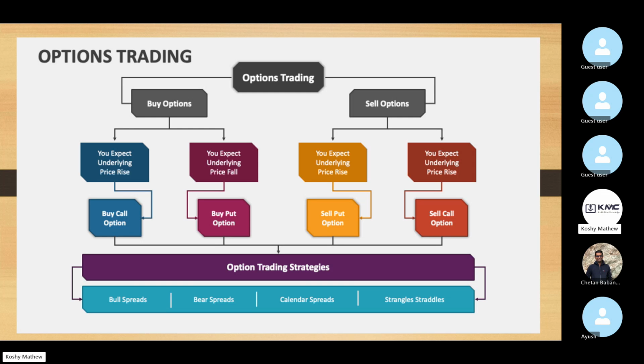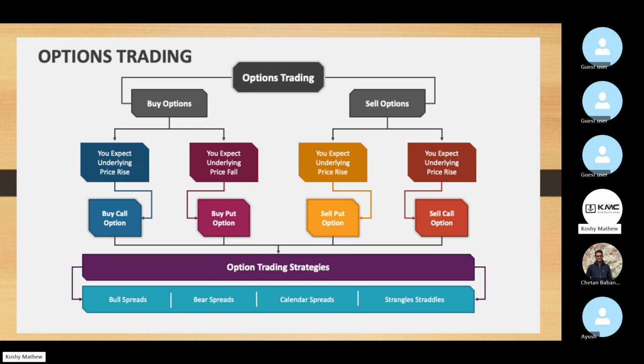Okay. Is it clear? This has to be clear. Otherwise, it is difficult. If you have questions, please ask me now. If this basic funda is not clear, then you'll have little trouble understanding the succeeding sessions. Very simple. When you buy a call, you're expecting the market to go up. When you buy a put, expecting the market to go down. When you sell a put, you're expecting the market to go up. When you sell a call, you're expecting the market to go down.